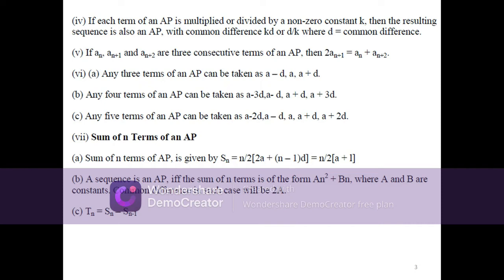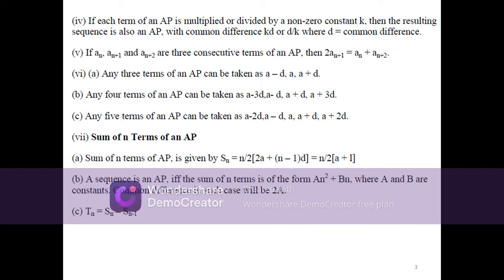If an, an plus 1 and an plus 2 are three consecutive terms of an arithmetic progression, then 2 times an plus 1 is equal to an plus an plus 2. Any three terms of an arithmetic progression can be taken as a minus d, a, and a plus d. Any four terms of an arithmetic progression can be taken as a minus 3d, a minus d, a plus d, and a plus 3d.